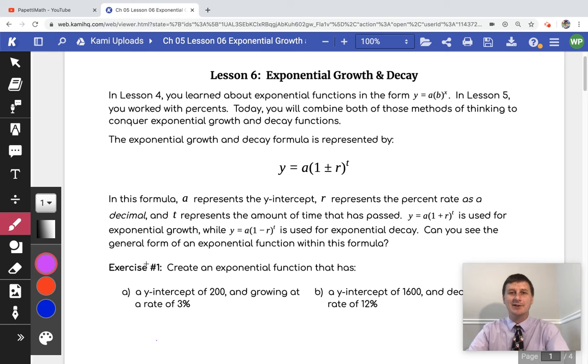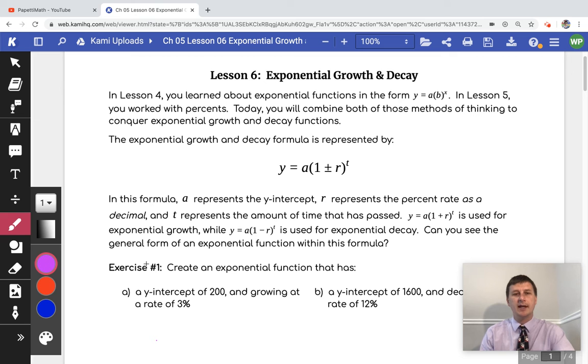In this video, what we're going to be looking at is exponential growth and decay. It says up top, in lesson 4 you learned about exponential functions in the form y equals a times b to the x. In lesson 5 you worked with percents. Today you will combine both of those methods of thinking to conquer exponential growth and decay functions.